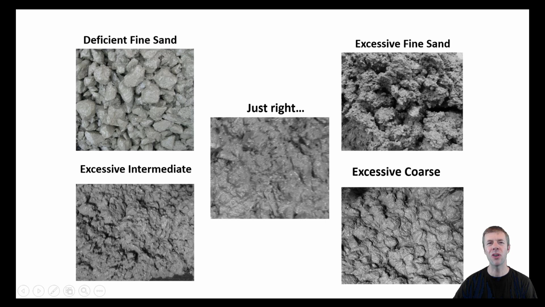That's not good. And in the upper right-hand corner, now we have too much fine sand. Look at that. It looks like hairy concrete. That would be so hard to finish and get smooth. And in the lower left-hand corner, excessive amounts of intermediate aggregate. And the lower right-hand corner, excessive amounts of coarse aggregate. You can see the aggregate trying to come out of the mixture as you're trying to finish it. And in the middle, it's just right.